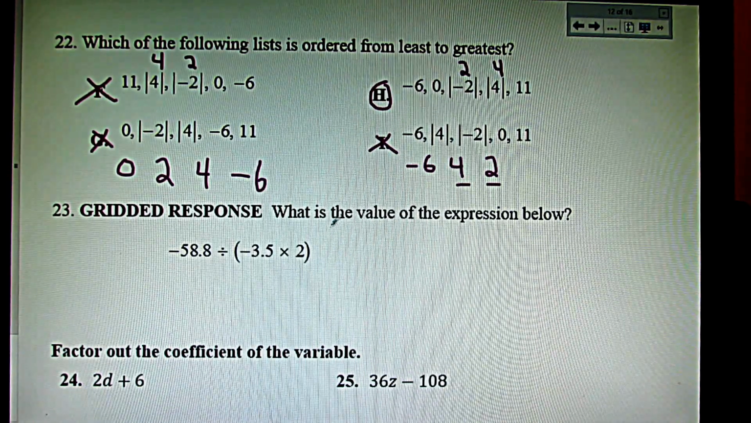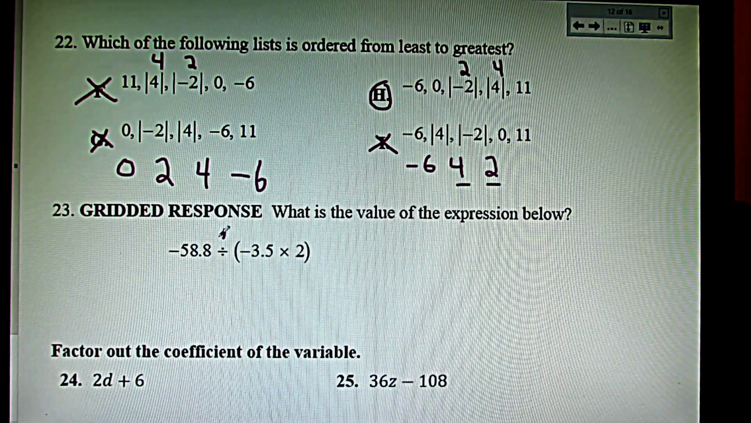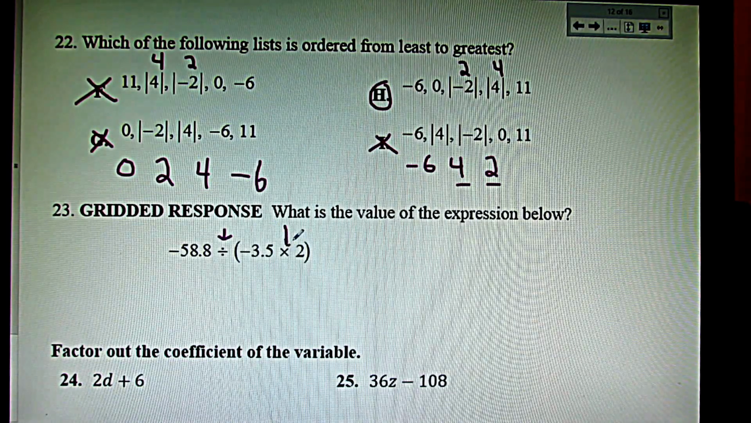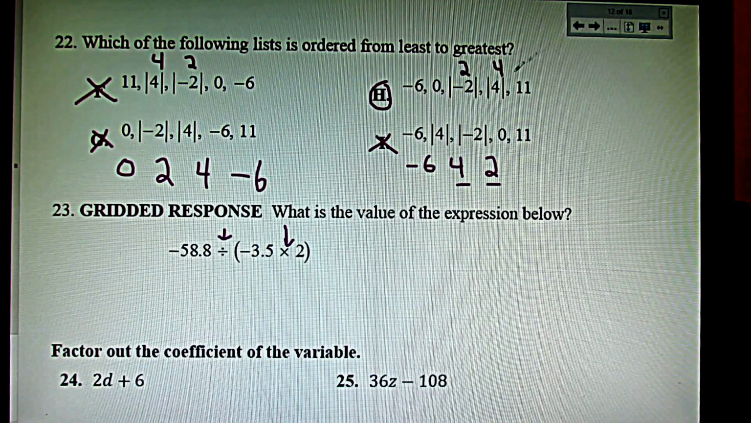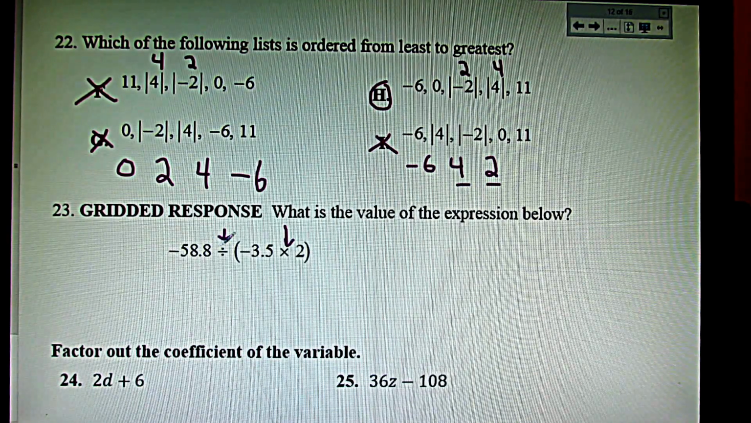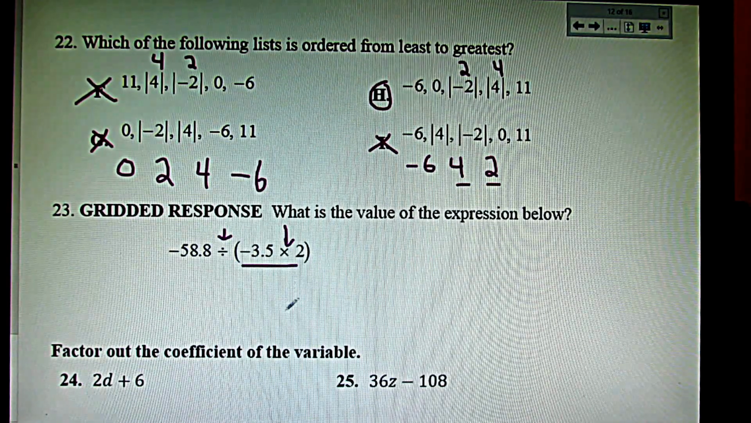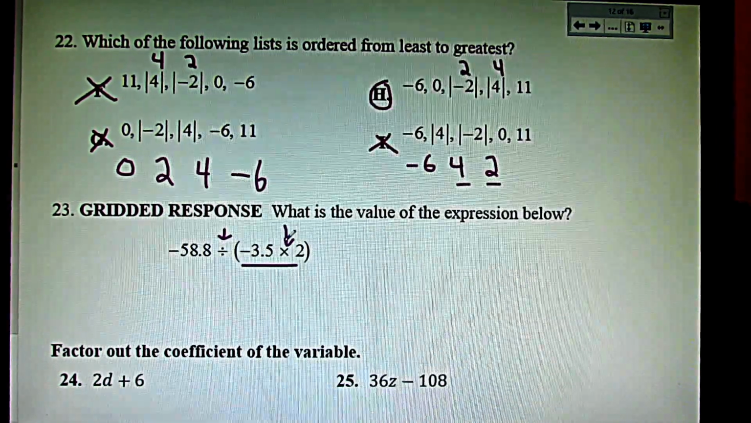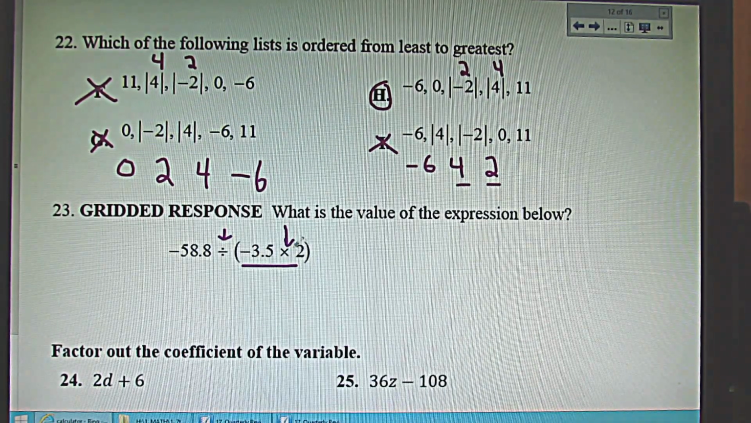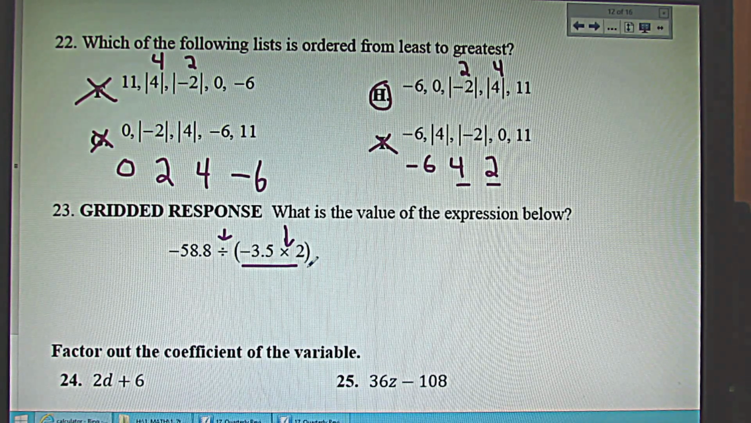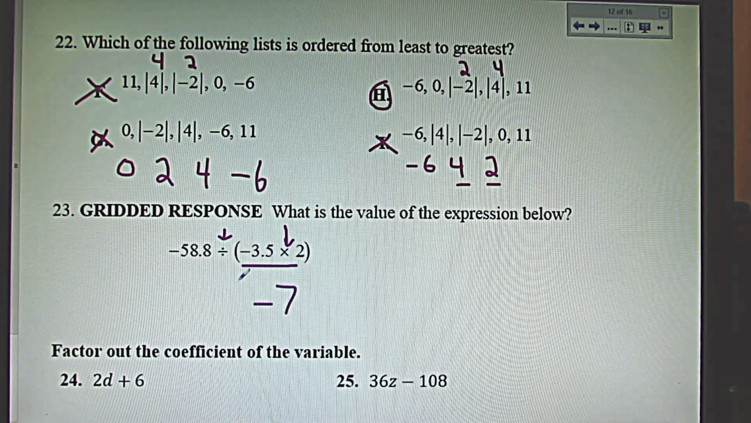Alright, next one. What is the value of this expression below? Again, PEMDAS comes into play because I have multiple operations. I have division, I have multiplying. Well, PEMDAS says which one comes first. Oh, don't get tricked. There's parentheses here. So I have to do these parentheses first in order of PEMDAS. Negative 3 and 5/10 times 2, that's negative 7.